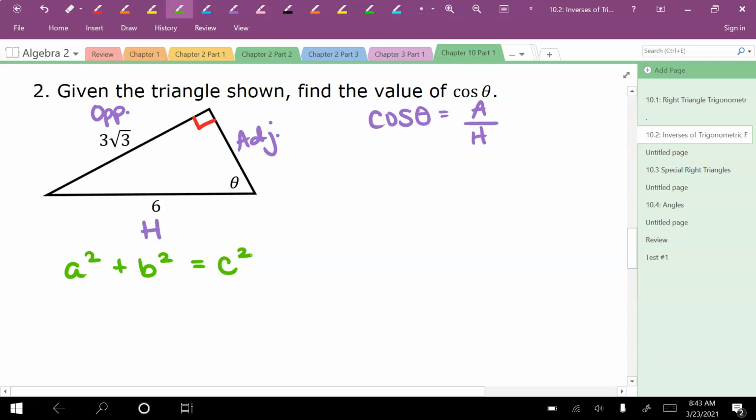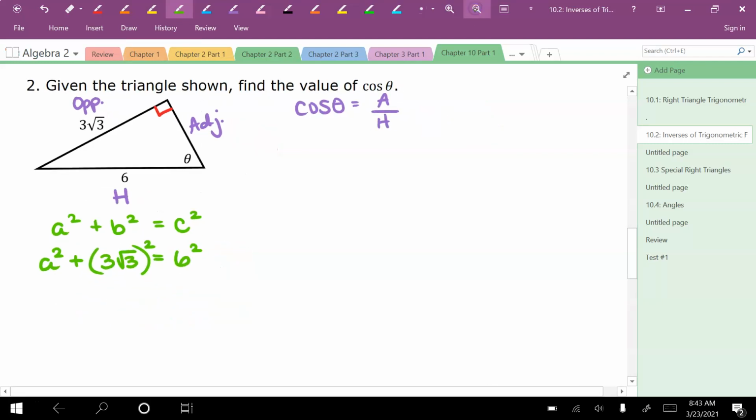Which number are we going to put in for C? Because that's the one that really matters. Good, 6, because 6 is across from the right angle, so that's the hypotenuse. Again, I'm going to put 3 radical 3 in for the B. And that whole thing's got to get squared. So I'm putting parentheses around it and then an exponent. That way I make sure that I'm squaring the entire quantity. And then I have a squared plus that.